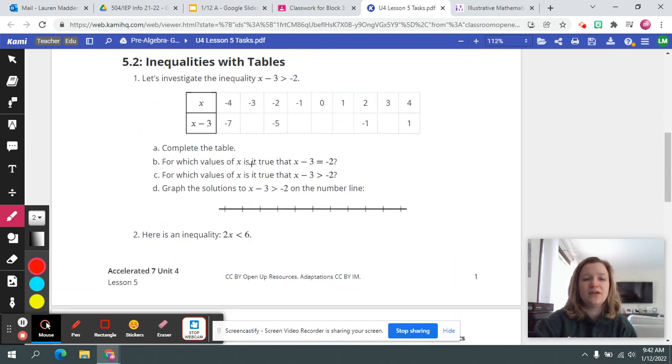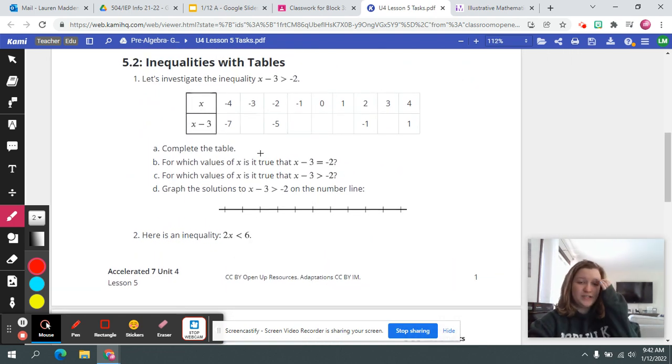Let's investigate the inequality x minus 3 is greater than negative 2. So some value minus 3 has to be greater than negative 2. I'm trying to figure out what possible values would work for this inequality. What possible values would be solutions?